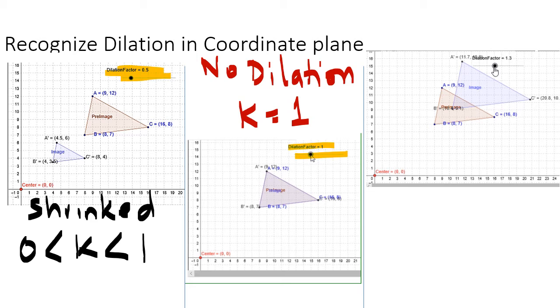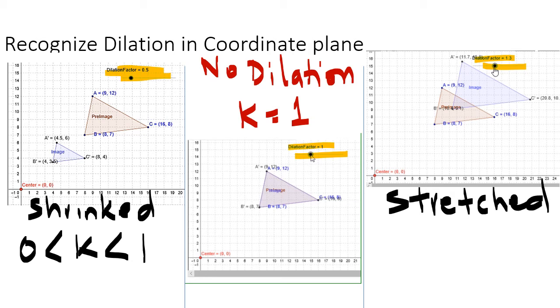And the last case we have is the scale factor 1.3, which is greater than 1. If you have noticed, between the pre-image and the image there has been enlargement. There has been stretching. So the image is stretched, or enlarged, when K is greater than 1. These are the only cases that tell you what happens to the pre-image when you apply it.